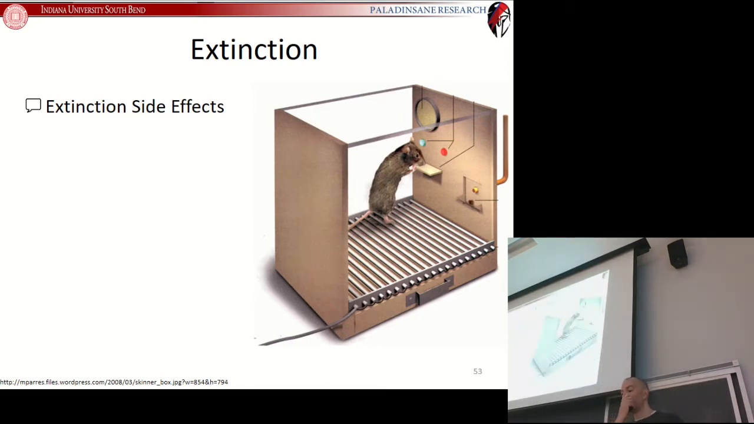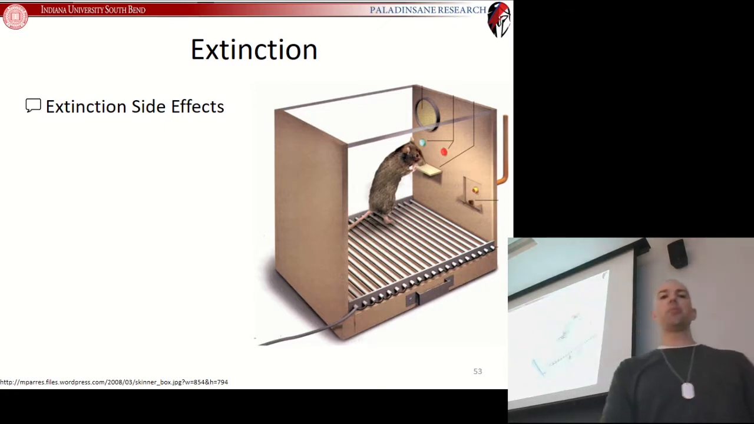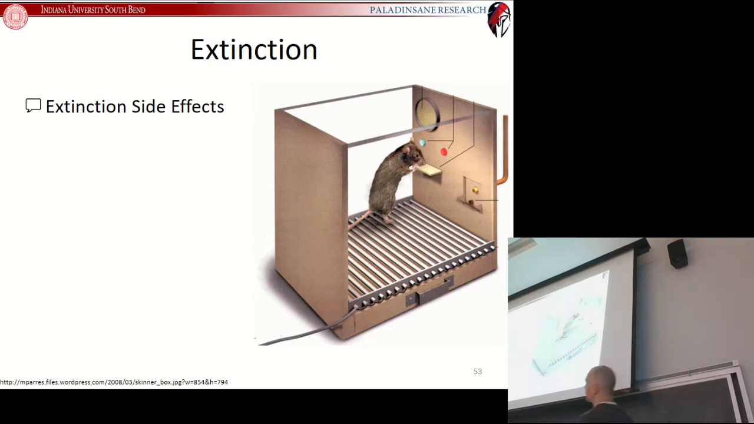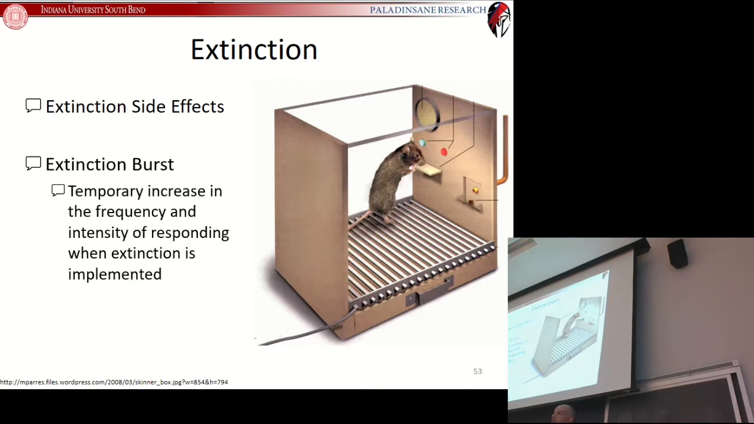And one of them is because your own mind and behavior will play tricks on you that go exactly opposite of what it is that you're trying to accomplish. And one of those is the extinction side effect known as the extinction burst. What an extinction burst is, this is a temporary increase in the frequency and intensity of responding when extinction is implemented. So imagine this from a layperson's point of view, right?